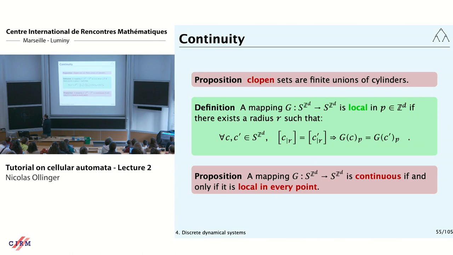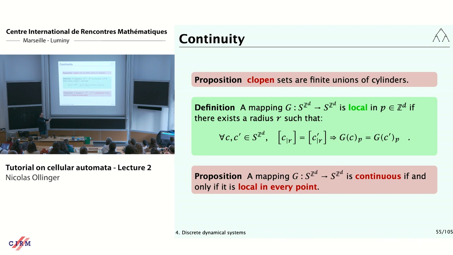So let's go back to cellular automata, because that's what we want in the end, right? So what is continuity in this topology? First, the clopen sets are just the finite unions of our cylinders, and they play a very important role there. And you see, cylinders are sets of configurations that are defined just by a finite region.